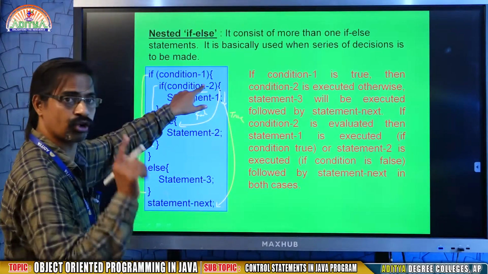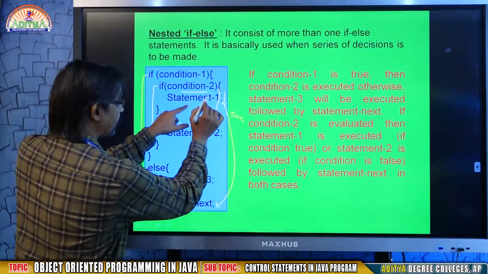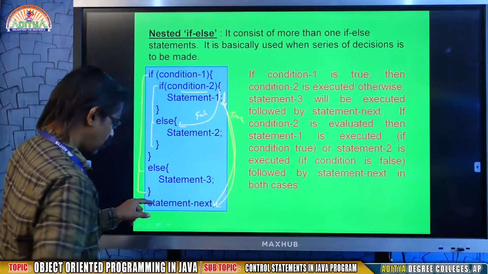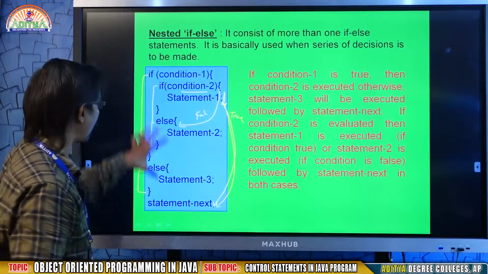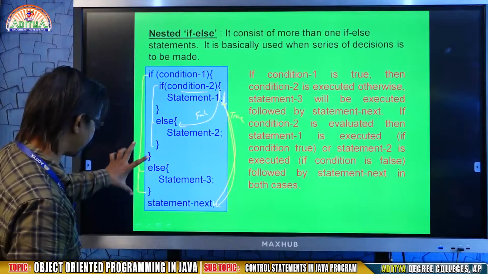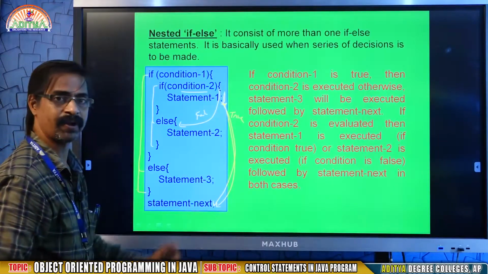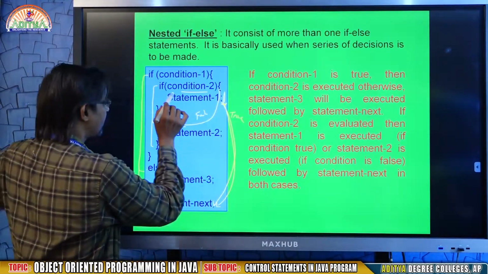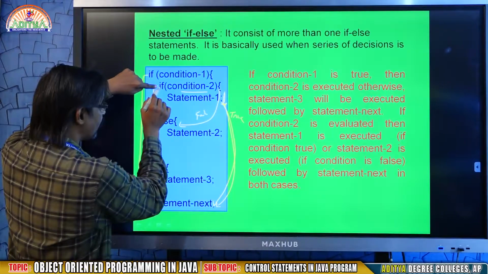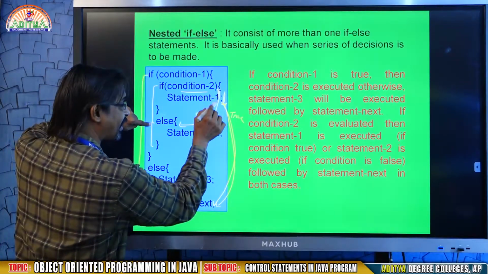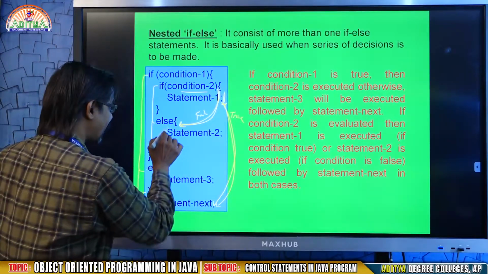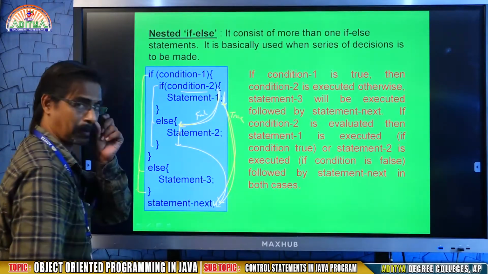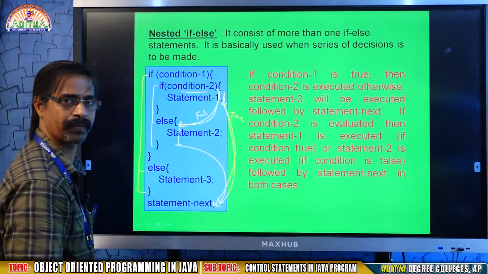So if condition 2 is true, it executes statement 1 and then goes to the rest of the statements after the complete if. This is the end of the if, and it will go to statement next. Whereas if the condition is false, that means the inner if is false, it will go to the inner else, execute statement 2, and then go out without executing the last else.